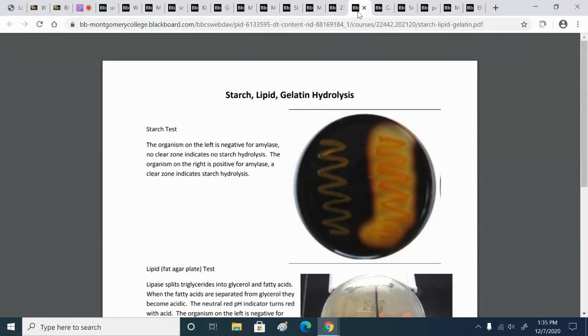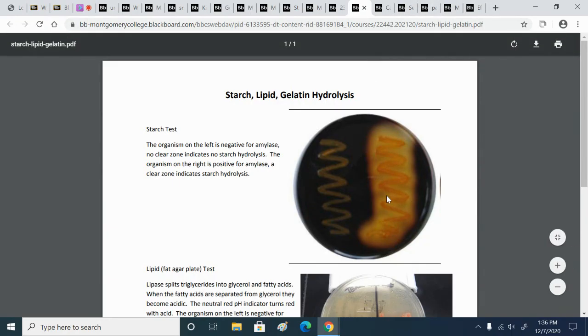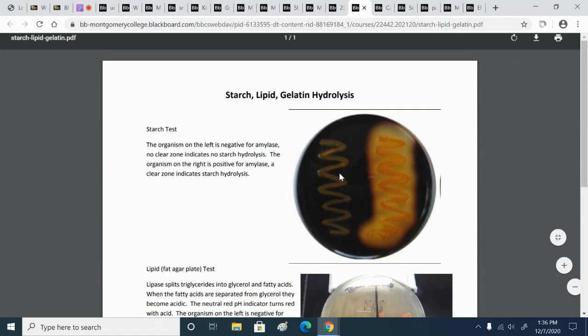If the starch is hydrolyzed, we see a clear zone around the growth because all the starch has been digested, has been destroyed. If the agar all turns dark, then that means the starch is still there and not hydrolyzed. So the bacteria on the right, they have the enzyme amylase, which has digested the starch. So there's no starch left to react with the iodine, so we get a clear zone. In fact, the agar turns clear enough to see through. The organism on the left, no amylase. So all the starch is still there.